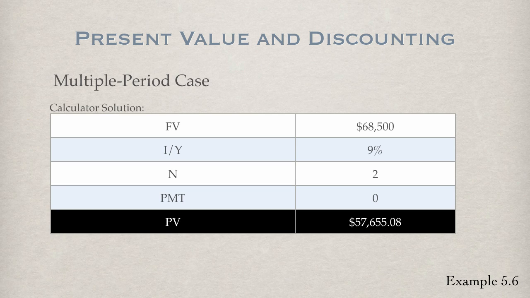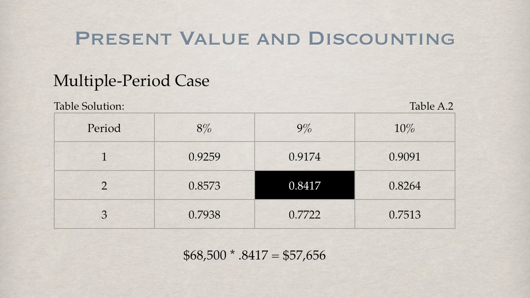Let's first consider how we work this problem on our calculators. Pause this video and take a moment to attempt this problem on your calculator and see if you can arrive at the same answer given in the table. Now let's attempt using Table A2 located in the back of your book to also derive the value that we need to invest today to obtain $68,500 in 2 years. Please take a moment to pause the video and attempt this problem on your own.